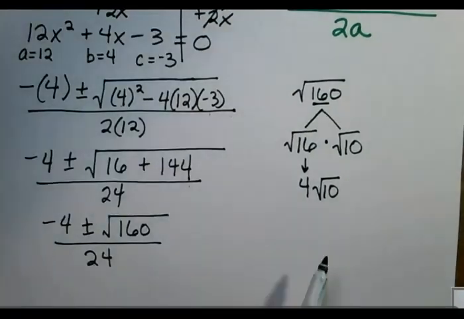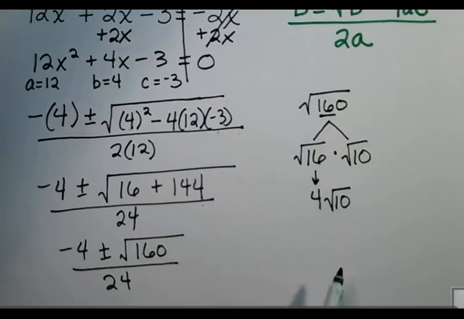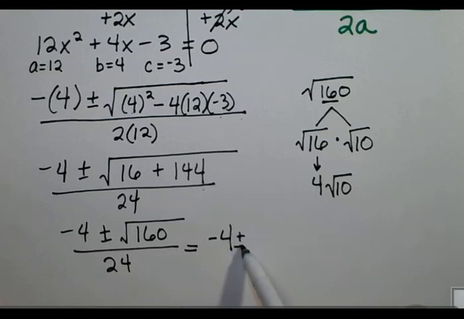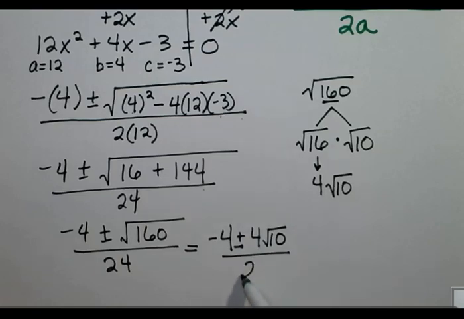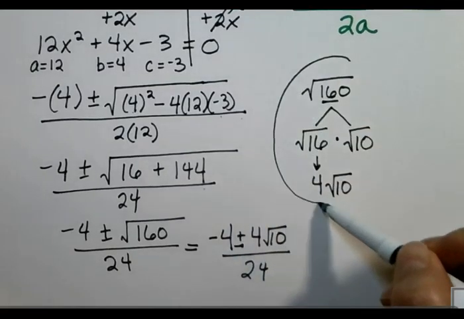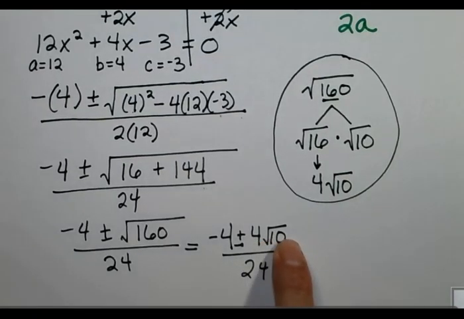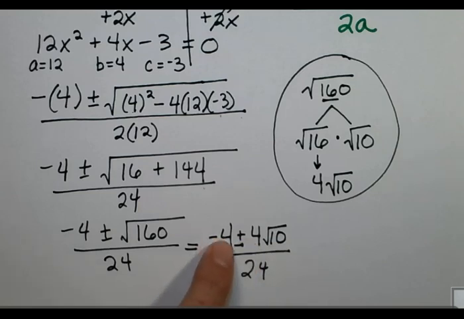So if I come down here, I can go ahead and write this as negative 4 plus or minus 4 root 10, all divided by 24. Okay, so I've gone ahead and simplified my radical. The last thing I have to do is see if I can simplify the 4 24ths, and I can. I can divide all of these numbers by 4.